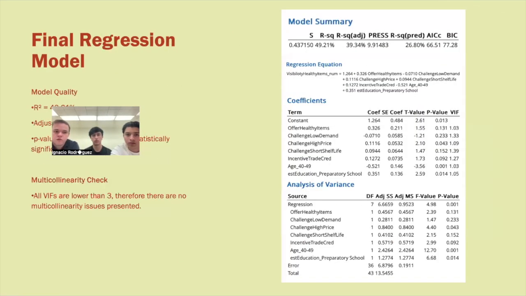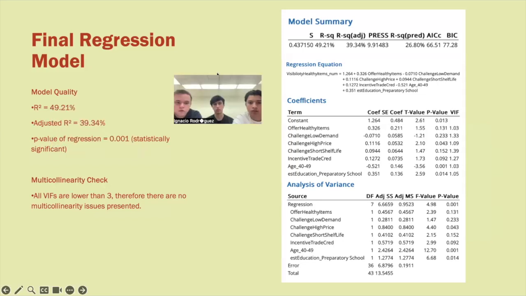For the final regression model, the model quality R squared was equal to 49.21%. The adjusted R squared, which is what we're looking for, was 39.34%. And the p-value of the regression was 0.001, which means that this regression is statistically significant. As you can also see in the coefficient table, we had no VIF value above 3, which means that there are really no issues of multicollinearity present in the model. We can also see the p-value of each variable and the summary again.